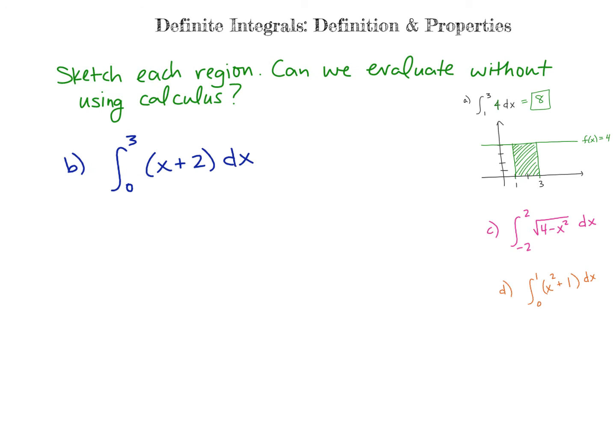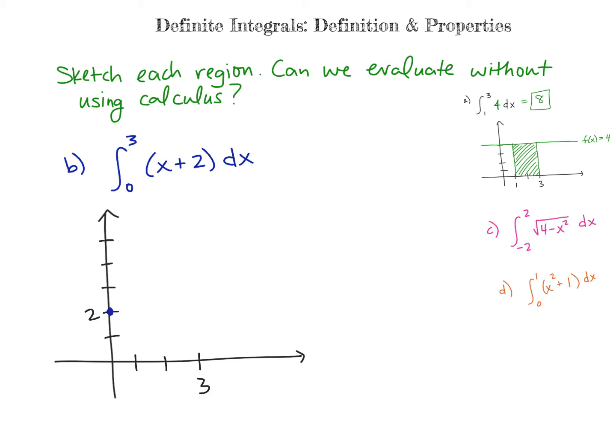Let's take a look at part B. Here we want to evaluate the definite integral from 0 to 3 of the function x plus 2. So let's sketch, again, this is just going to be a line, x plus 2, a linear function. I guess the previous one was also a line, that was a horizontal line specifically. This is a diagonal line, and it's going to have a slope of 1 and a y-intercept of 2. And we want to sketch it from x is 0 to x is 3.